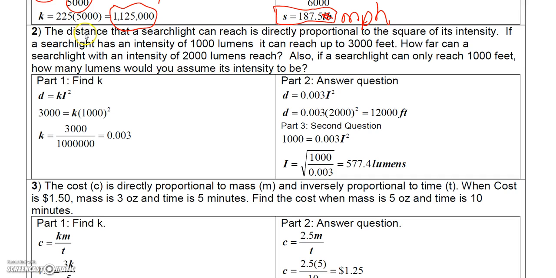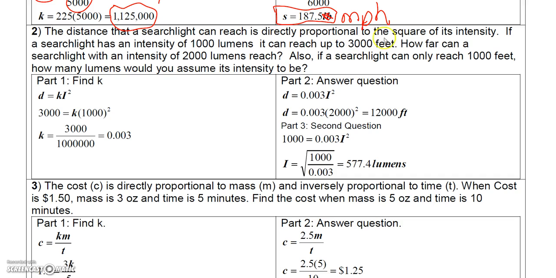So we use D for distance, since it's directly proportional, it's going to be K times the variable. But let's take a look at the variable again. Directly proportional to the square of intensity. So not just intensity, but square of intensity. So if I use I for intensity, then I'm going to say distance is equal to a constant times I squared.